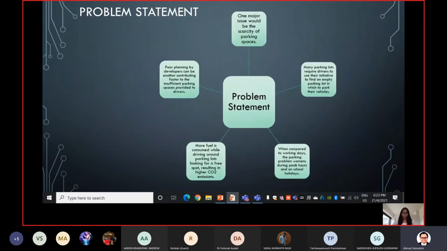Problem statement. Cars have become an essential component of journey mobility in this era. As the population grows, so does the number of vehicles, resulting in several new issues. One major issue would be a lack of parking spaces. Next, many parking lots require drivers to use their initiative to find an empty parking lot in which to park their vehicles. When compared to working days, the parking problem worsens during peak hours and on school holidays. Another issue is that more fuel is consumed while driving around parking lots looking for a free spot, resulting in higher carbon dioxide emissions. Finally, poor planning by developers may also be a contributing factor to the lack of parking spaces.